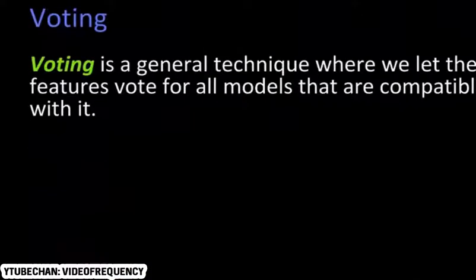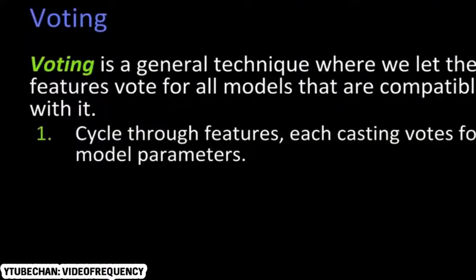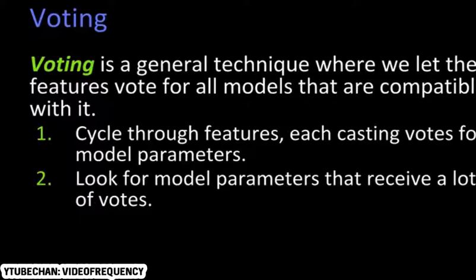What we have to do instead is somehow allow the data to speak to us, allow the data to decide where the lines are. And because this is democracy, what are we going to do? Well, we're going to do something called voting. So voting is a general technique where we let the features vote for all the models that are compatible with it. And the way it works is pretty straightforward. We cycle through all the features. Now, today, for mostly features, what I'm going to mean is little edge points. And each edge point is going to cast a vote for the model parameters, or the different sets of model parameters, that it's happy with or consistent with. And when we're all done, we look for the model parameters that receive a lot of votes. And those are the parameter models that we're going to instantiate.